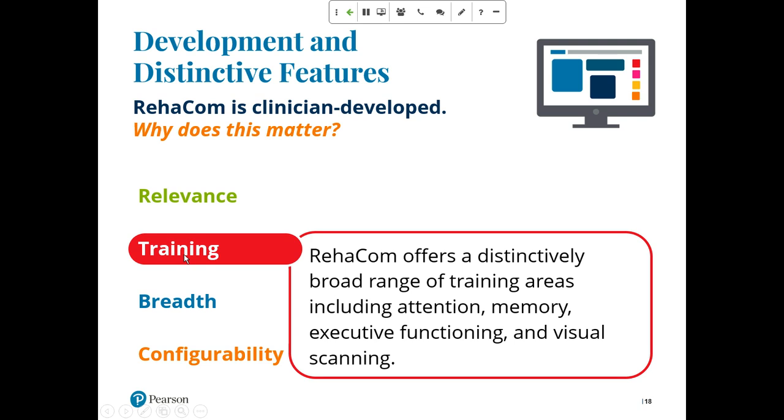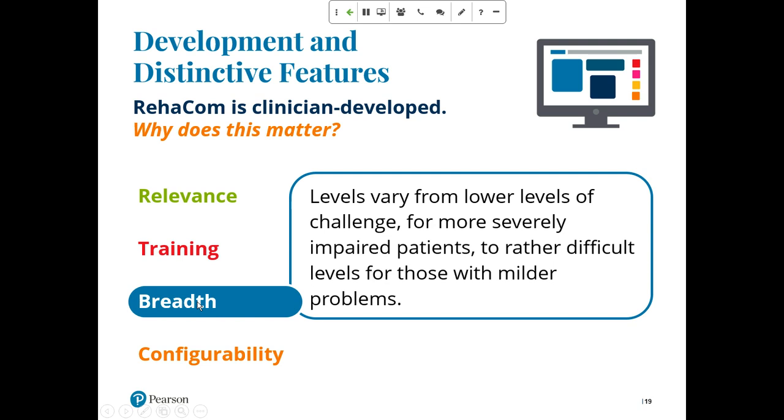So there are a broad range of training areas. This is not just a program that looks at one distinctive thing, such as working memory. It explores areas that are important for patient care, such as attention, executive functioning, and visual scanning, which may otherwise be overlooked. So its breadth is important, and it has a range. Now, it also has a breadth in terms of very low levels for the severely impaired patients to rather difficult levels for those with much milder problems.